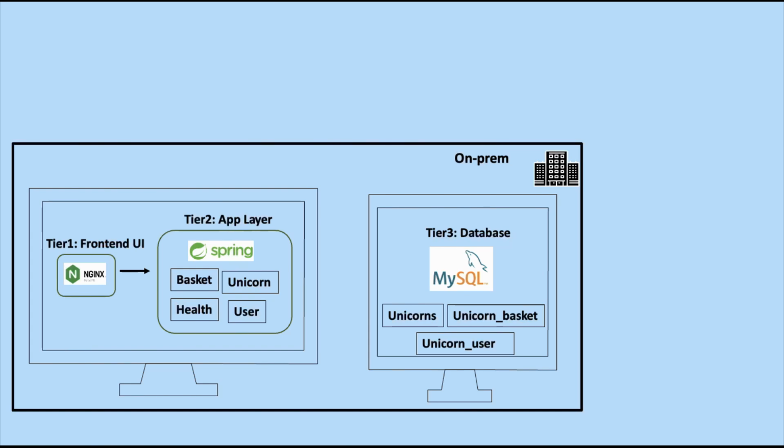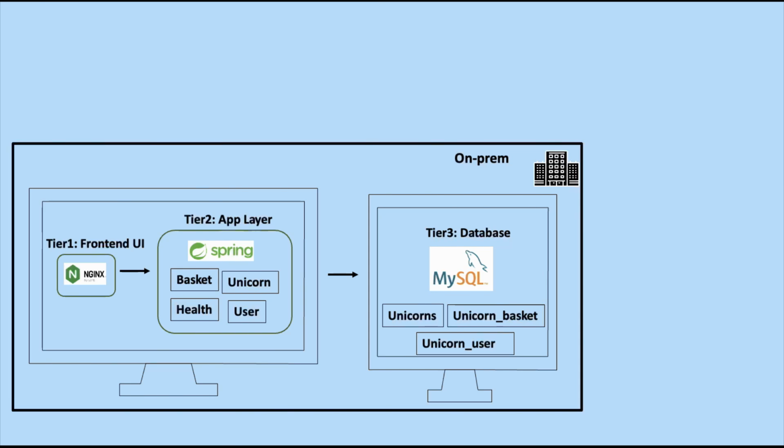And this is a simple MySQL community-based edition. And to represent the basket, unicorn, and the users, we have three different tables in the database schema, which is unicorns, unicorn basket, and unicorn users. So these three tables are modeling the actual functionality in the application. Now the app layer will communicate with the database layer using the private connectivity within the on-prem. Okay, so this is the current infrastructure.